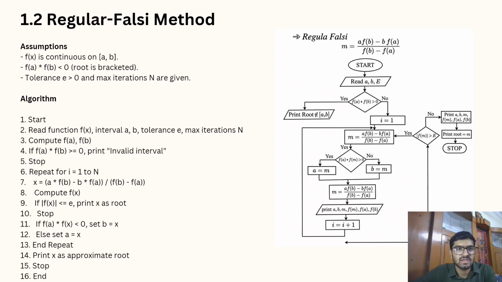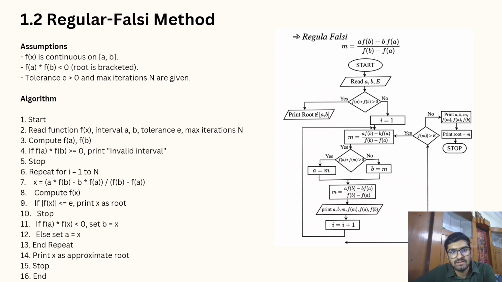We are taking three assumptions. F of x is continuous in interval a comma b. The f of a into f of b is less than 0. The tolerance is greater than 0, and n is the number of maximum iteration. The algorithm starts with, we first read the f of x, the interval a comma b, tolerance e, maximum number of iteration, compute the value of f of a, f of b, and then we check whether the f of a into f of b is greater than 0 or not. If it is greater than 0, then we print the invalid interval. The root does not exist in that interval, that means, and stop.